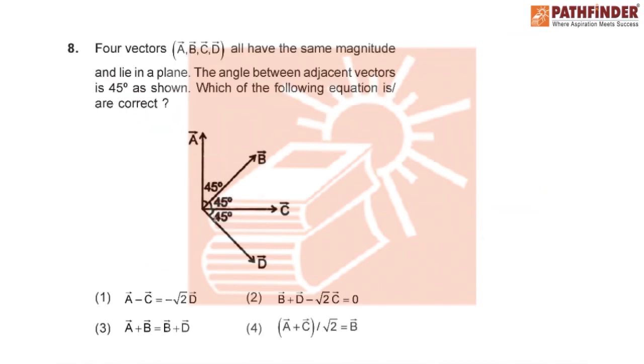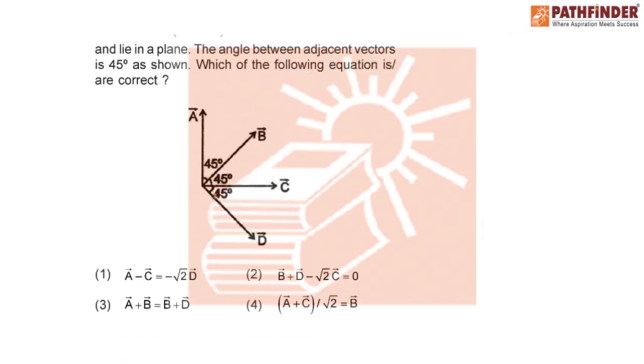Question number 8. 4 vectors A, B, C and D all have the same magnitude and lie in a plane. The angle between adjacent vectors is 45 degrees as shown. Which of the following equations is or are correct? A vector minus C vector is equal to minus root 2 D. If we subtract A minus C, we just reverse the direction of C. So A will remain in this direction, C will become something like this. Magnitude is the same.